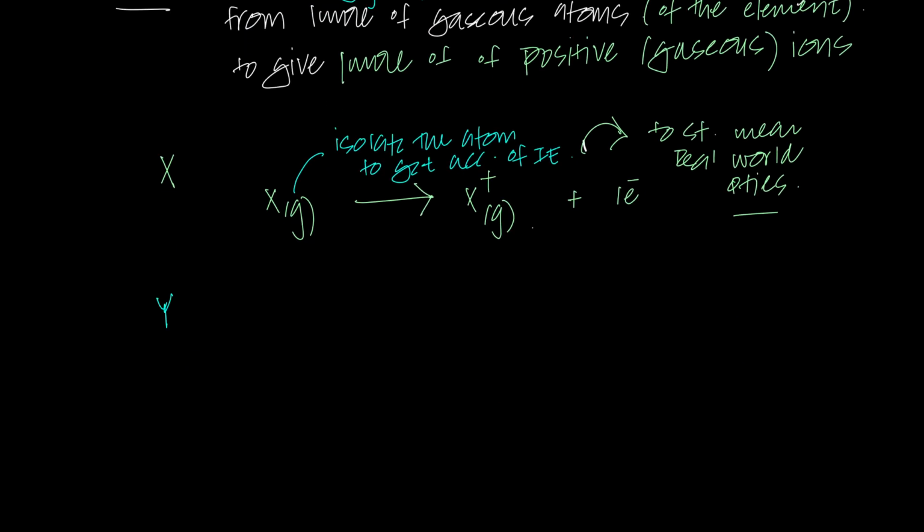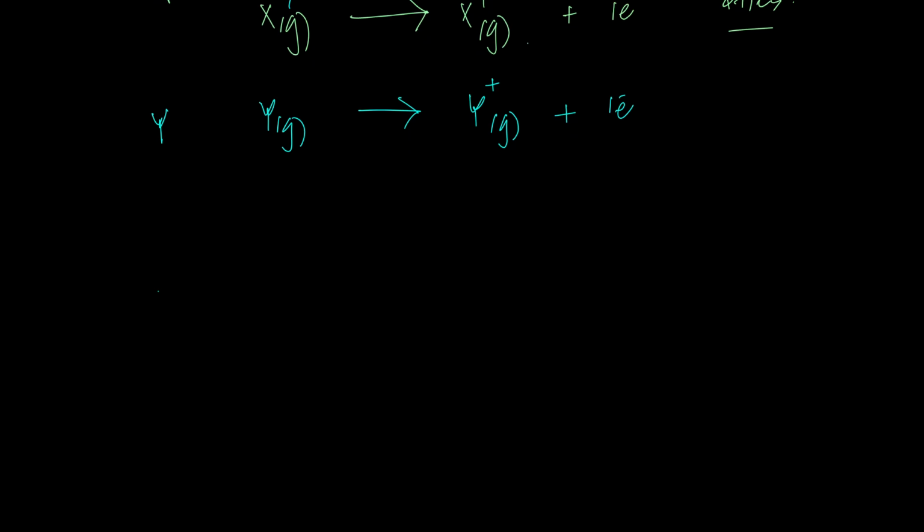Can you guys write the first ionization energy equation for element Y? First of all, always think: it's Y gas, then you get Y1 plus gas, and then you have 1 mole of electrons removed. If I were to define ionization energy, it's just reversing the equation. It's the energy required to remove 1 mole of electrons from 1 mole of gaseous atoms to give me 1 mole of gaseous positive ions. That's it.